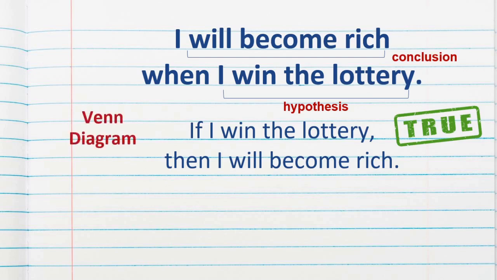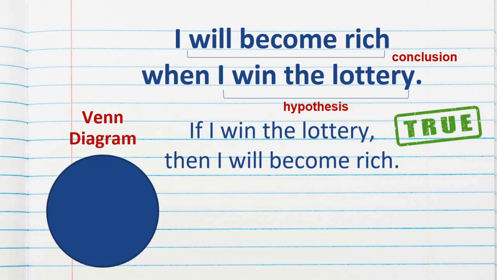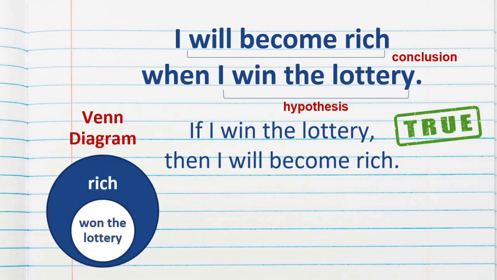We can also prove it by drawing a Venn diagram. In a Venn diagram, the conclusion is the bigger circle: the people that are rich. The smaller circle is our hypothesis: you won the lottery. If you win the lottery, you will be considered rich. That is why the hypothesis, that you won the lottery, is inside the bigger circle.